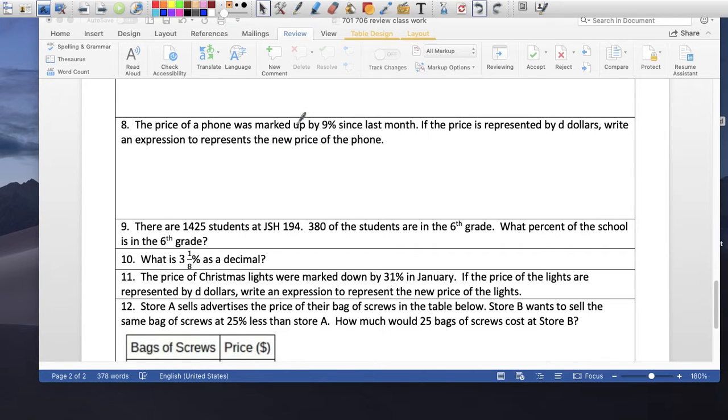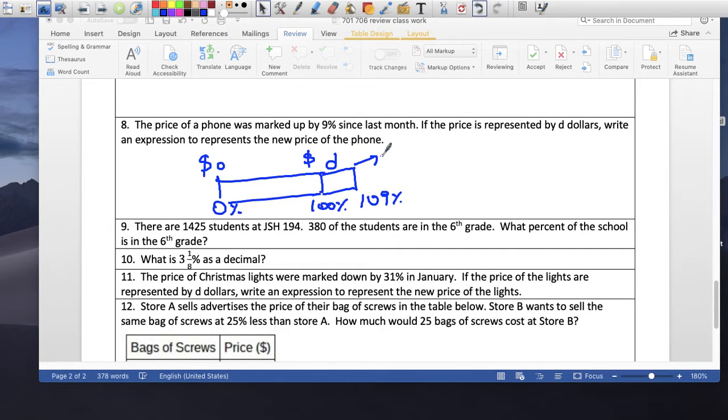So here is the price of the phone right now. 0%, 100%, $0, and the price of the phone is at D dollars, right? A price that I don't know right now, but if I add 9%, it's going to be 109%. So this spot right here is going to be D times 109%, or 1.09. So the expression we can use to find the new price of the phone is D times 1.09.